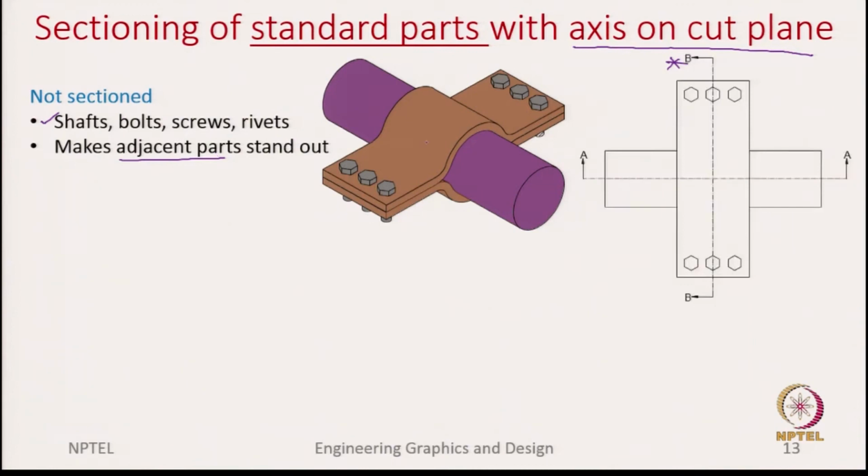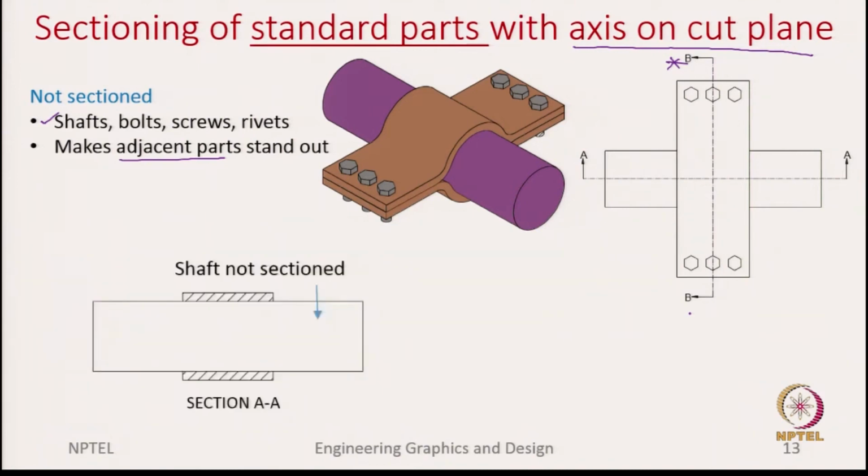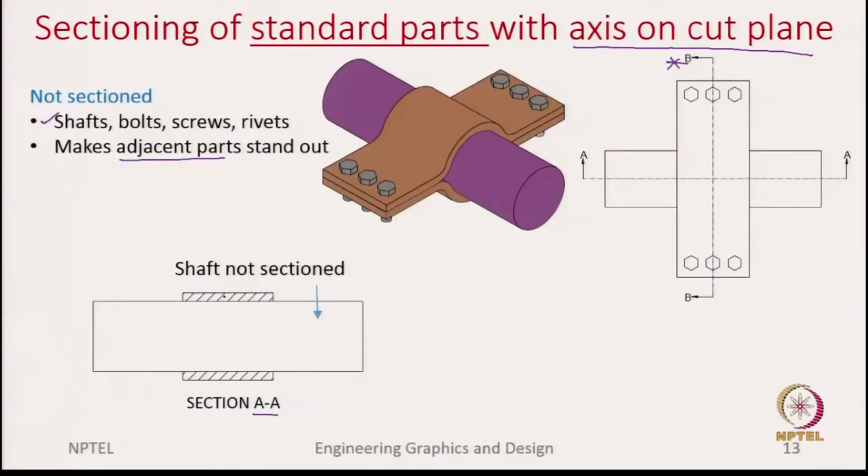So, this is the top view of this assembly. We have two section lines, section AA and section BB. Let us look at them and see how we implement this practice. First, starting with section AA. In section AA, we see that the axis of the shaft is on the cutting plane. So, the shaft is not sectioned. However, the clamps on the top and bottom need to be hatched because they do not fall under the standard parts.